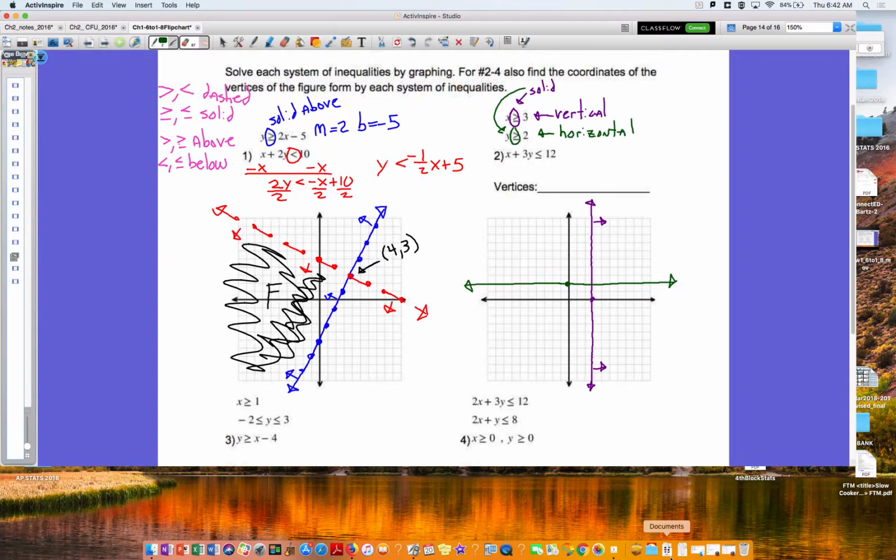All right, so now our last line here, we got to get y by itself. So we got a little bit of work to do on this one. The first thing I need to do is subtract x. So I have 3y is less than or equal to 12 minus x. I'm now going to divide by 3. I apologize that I put x last, so I'm going to flip it. So y is less than or equal to, I'm going to put this piece first, negative 1/3 x, plus 12 divided by 3 is 4. So start at 4: 1, 2, 3, 4. My slope is negative 1/3.